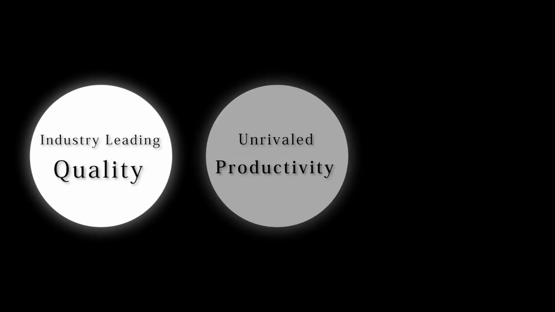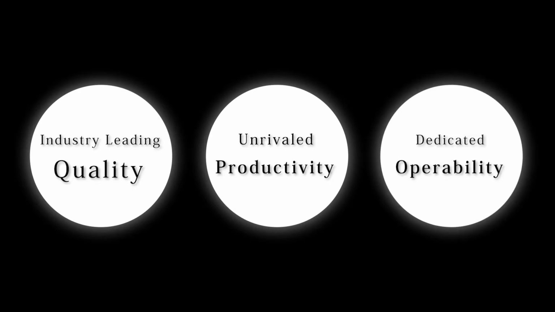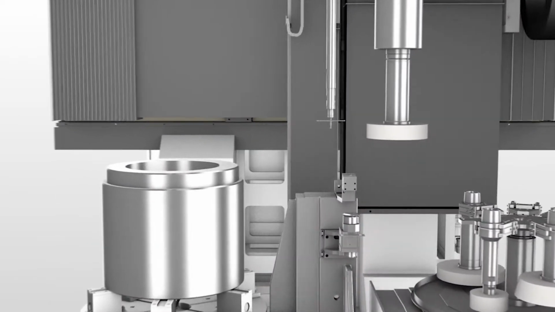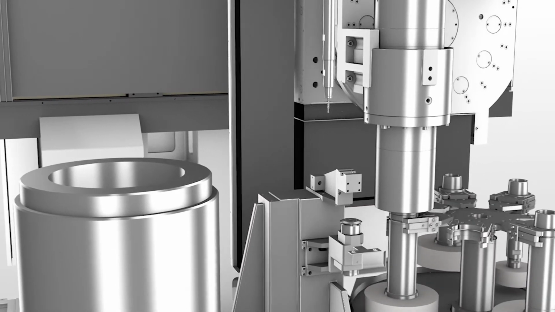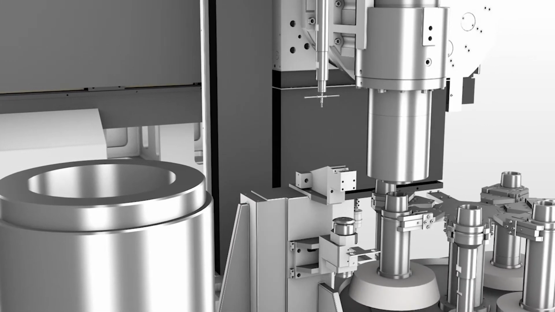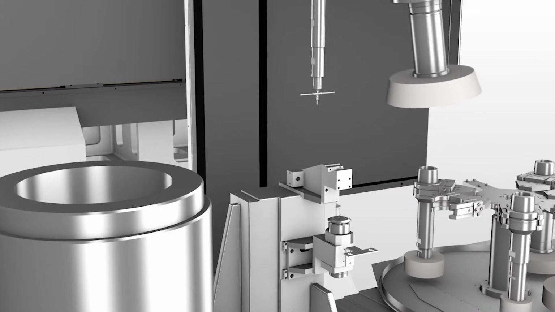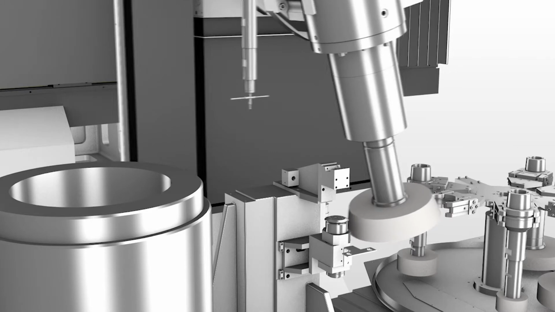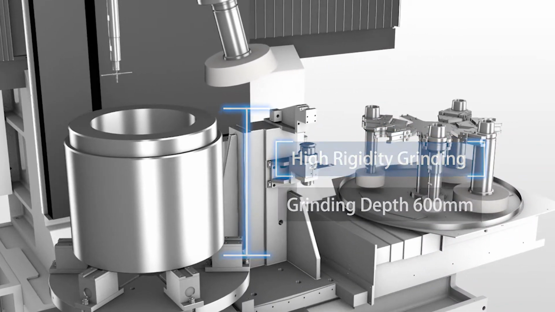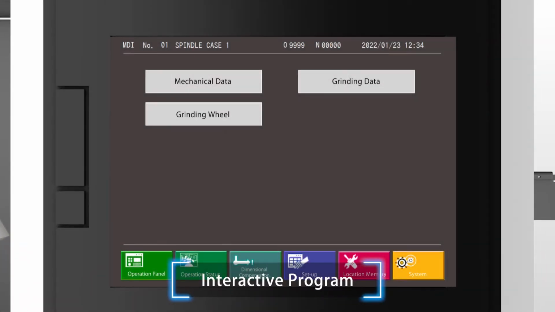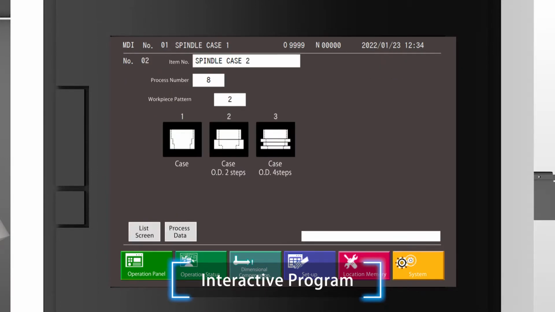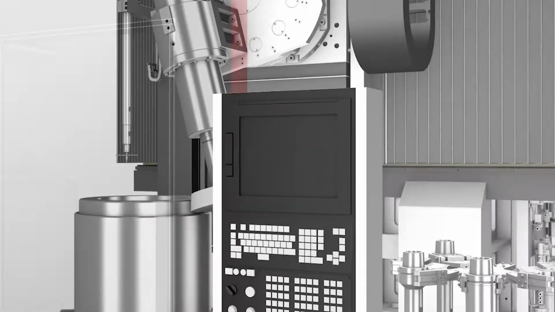Industry-leading quality, unrivaled productivity, dedicated operability. The vertical multi-head grinder in the basic class can grind a workpiece length of 600 millimeters. Increased rigidity, thermal displacement countermeasures, and selectable grinding programs allow both beginners and veterans to work with high efficiency.